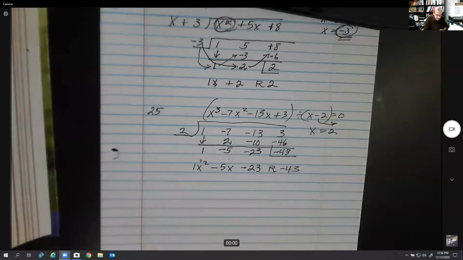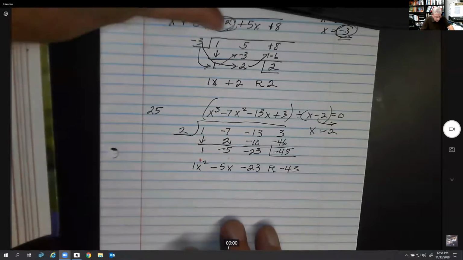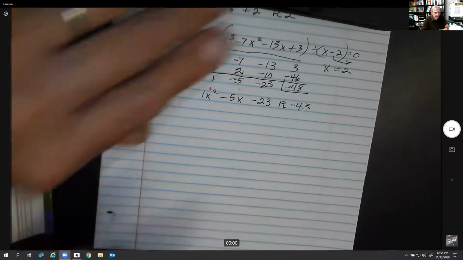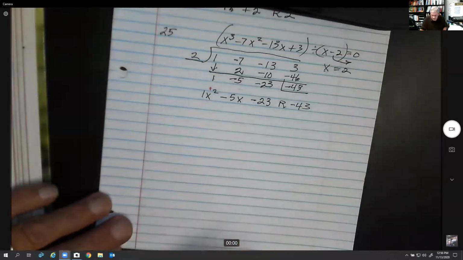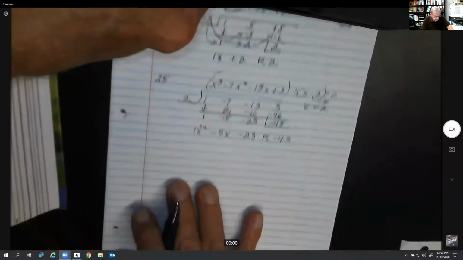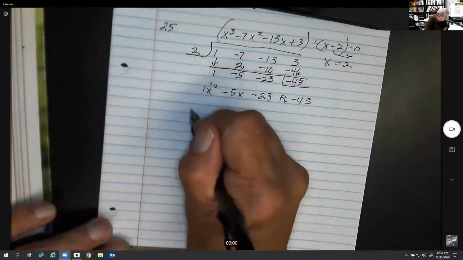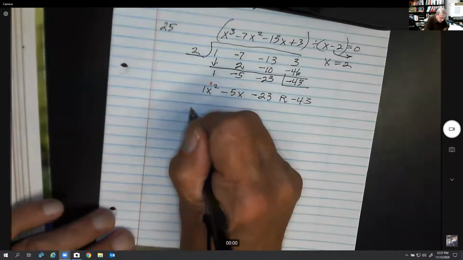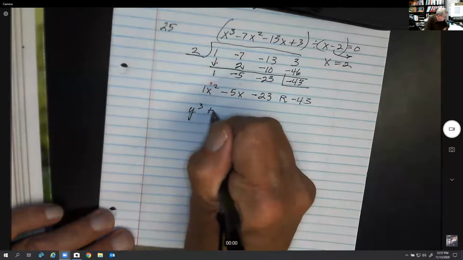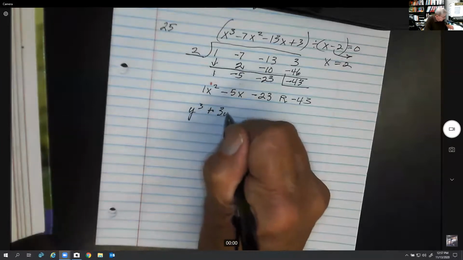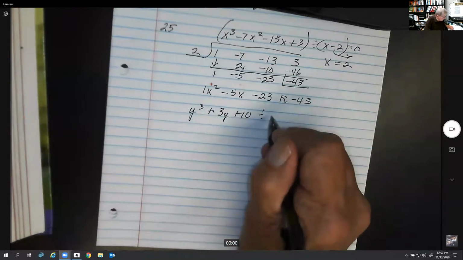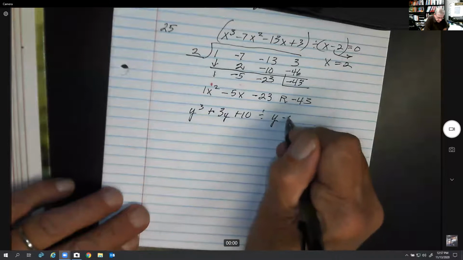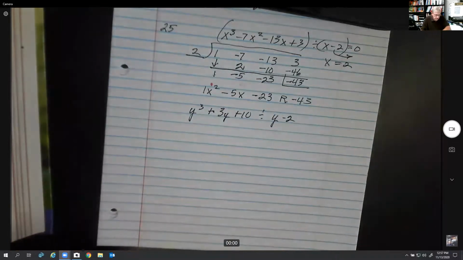Okay. Let's try one more. They're sort of fun to do, actually. They're not, because they aren't super hard. Okay, here's another one. I think we did this one. No, it's similar to one we did. Okay, let's try this one. This is y cubed plus 3y plus 10 divided by, they don't always have to have a remainder, by the way. They can come out evenly too, by y minus 2.